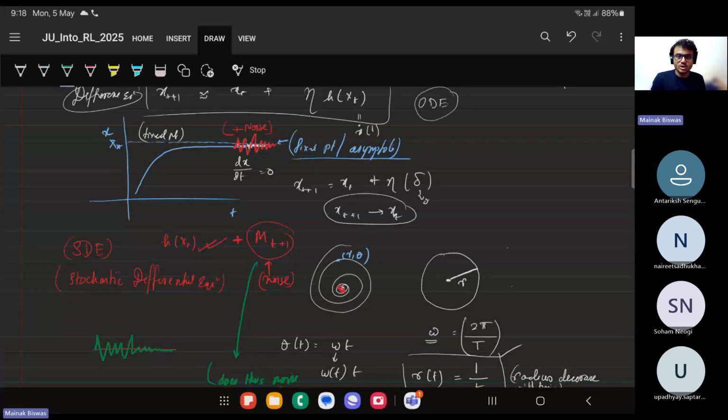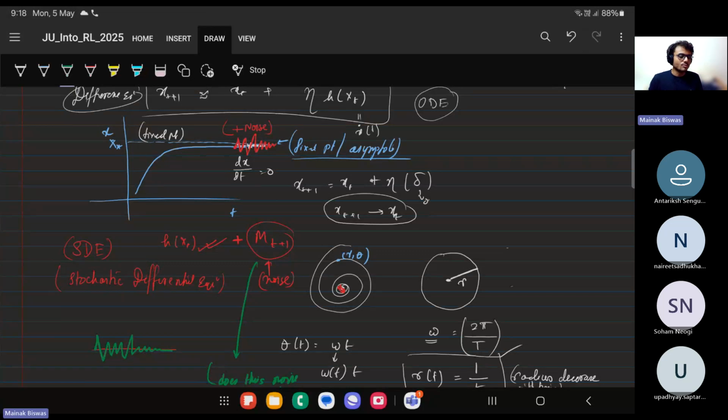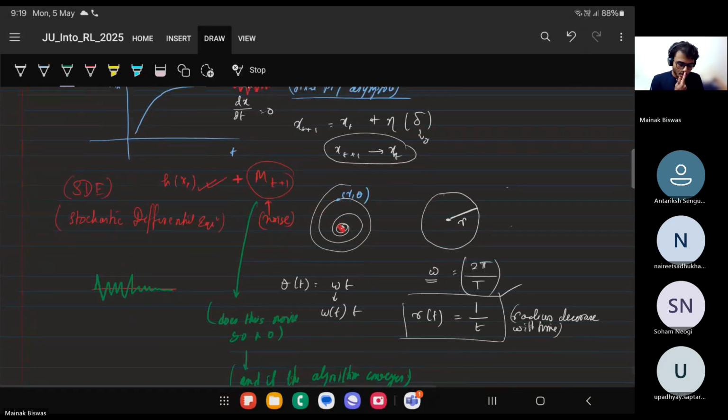Exactly. So you would try to see if the damping effect you're seeing could be expressed as a noise term, but is that noise important or not? Does that noise go away to zero or not? That's the question we're going to ask. Fine.